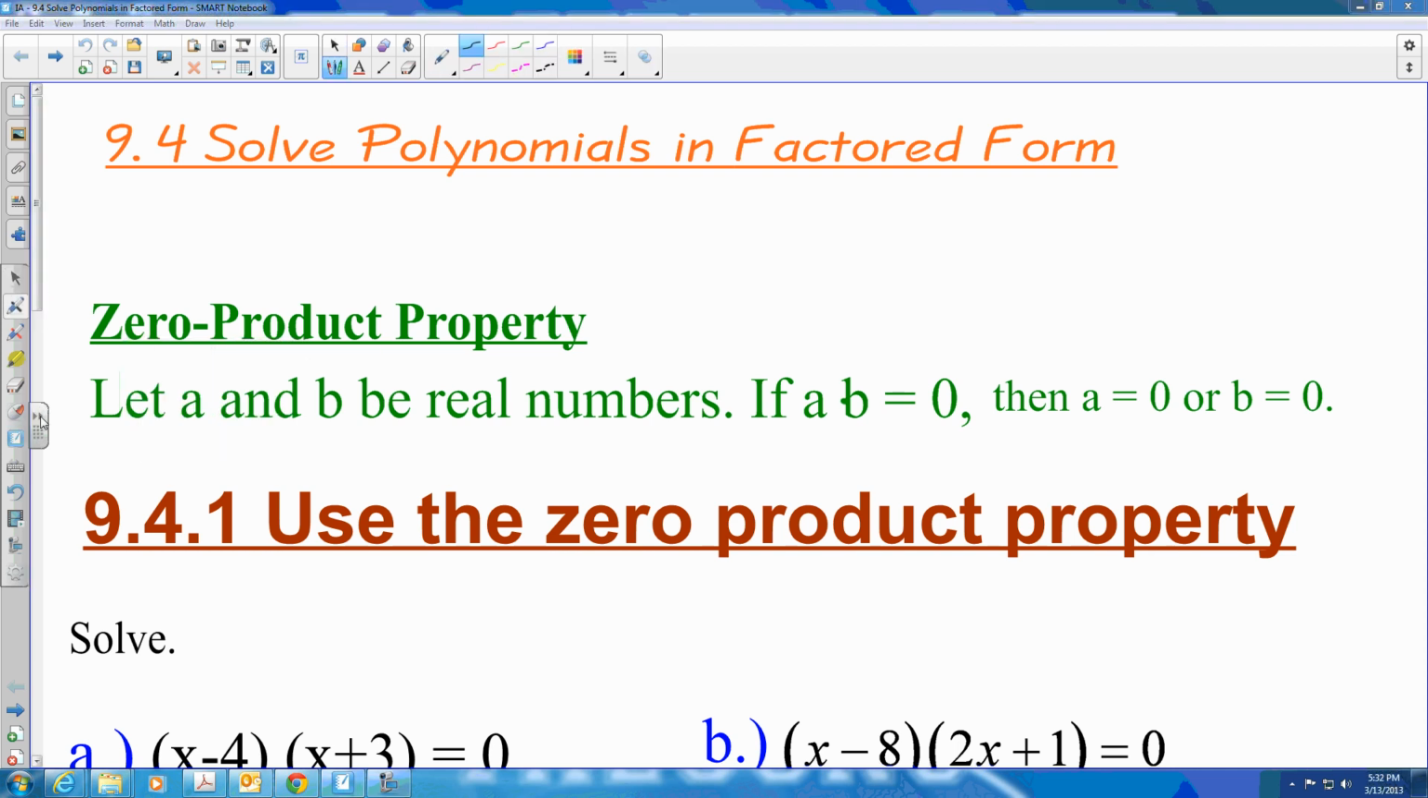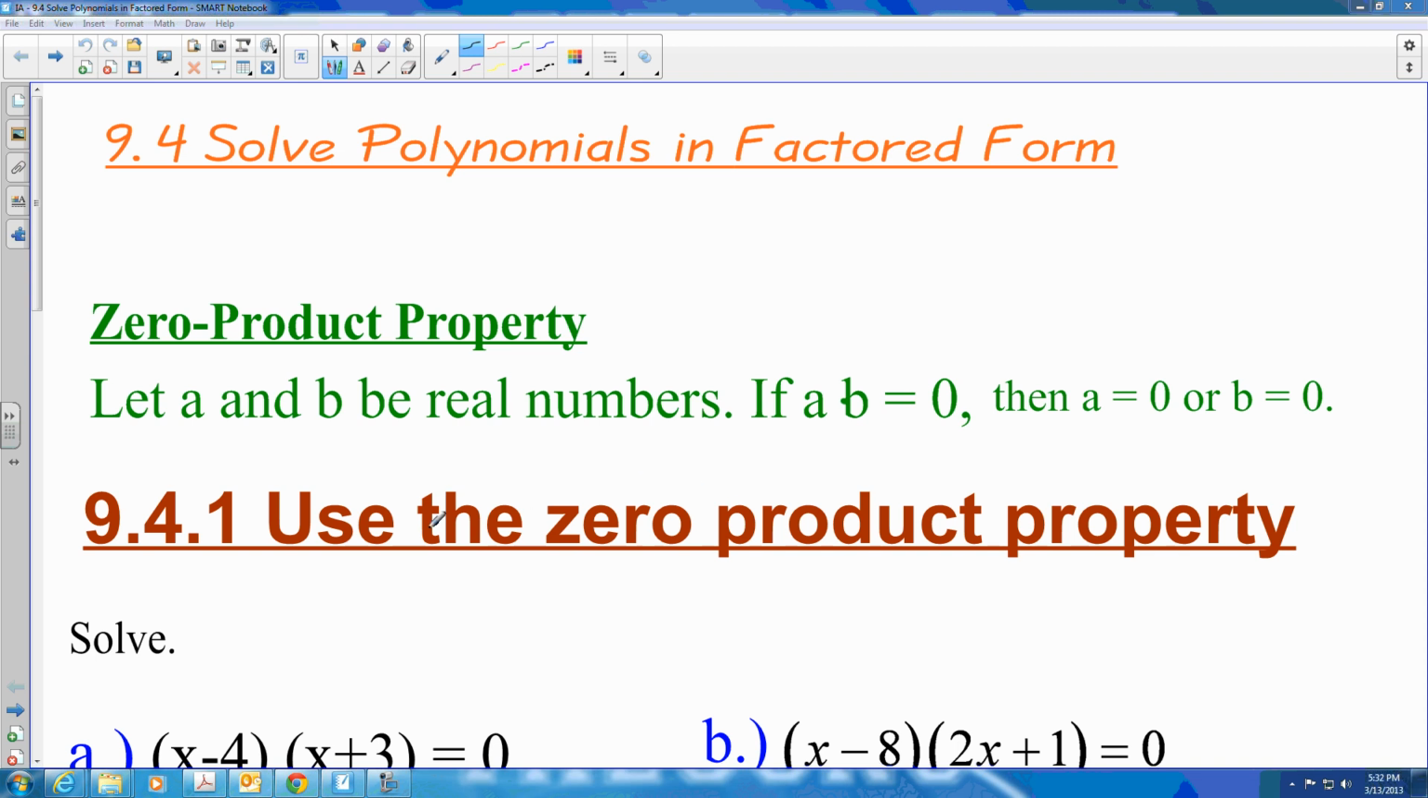We're in section 9.4 where we're going to solve polynomials in factored form. Up to this point, we've been solving polynomials as an expression. Now, an expression is a polynomial that has no equal sign. Well, today we're going to go into what is called solving polynomial equations. Equations are polynomials with an equal sign.